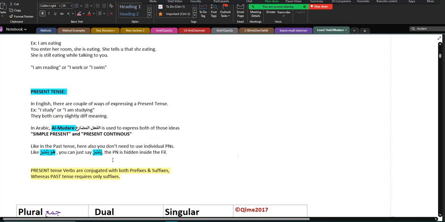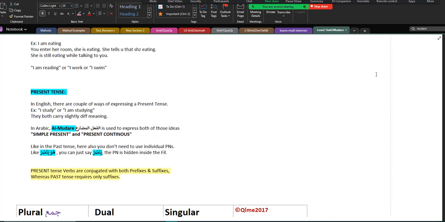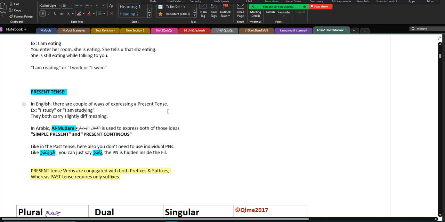So in English, there are a couple of ways of expressing a present tense. You say I study or I am studying. So they both carry slightly different meaning, right? But in Arabic, fi'l mudare is used to express both of those ideas, simple present and present continuous. Like I study is simple present. I am studying is present continuous.